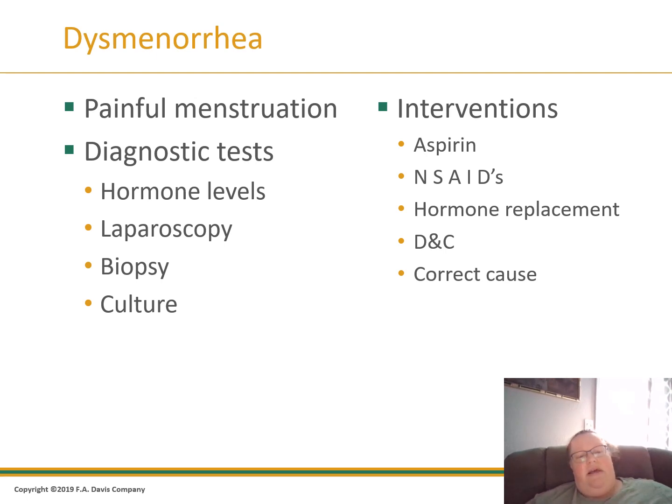Okay, so dysmenorrhea is painful menstruation. Diagnostic tests like hormone levels, laparoscopy, biopsies, and cultures can be done. Interventions are NSAIDs, hormone replacement, and correcting the cause. Sometimes they do heating pads, exercise, increasing fluids, decreasing caffeine. They will tell you your own painful menstruation is your fault, but these are some things that I've been told over the years to try.